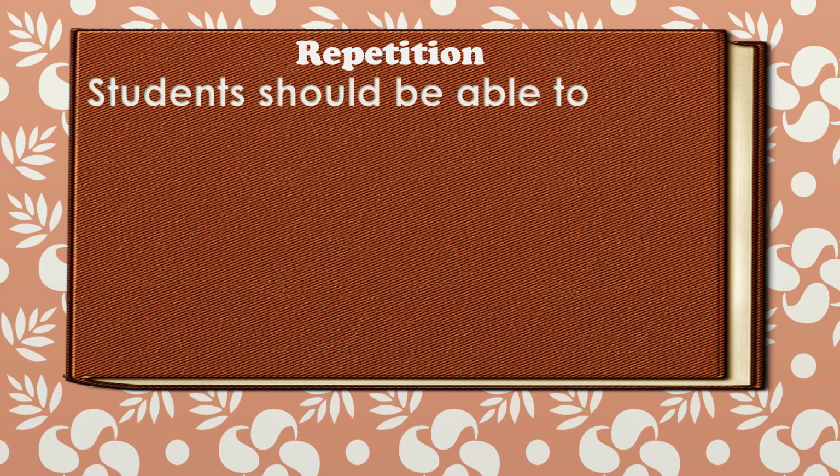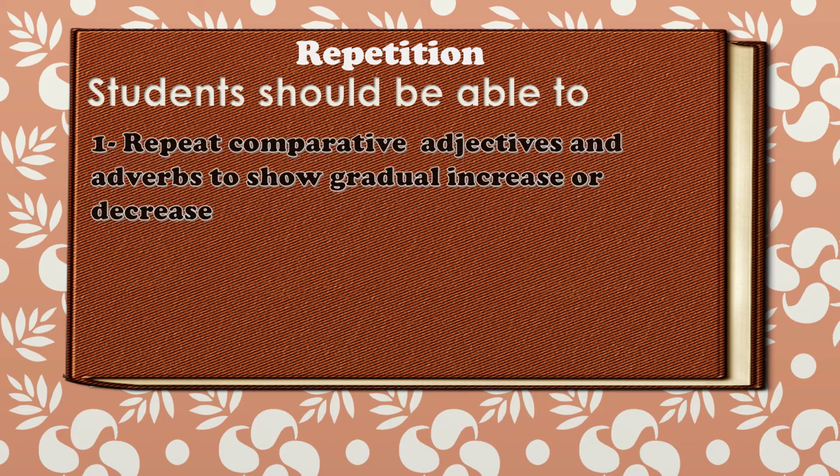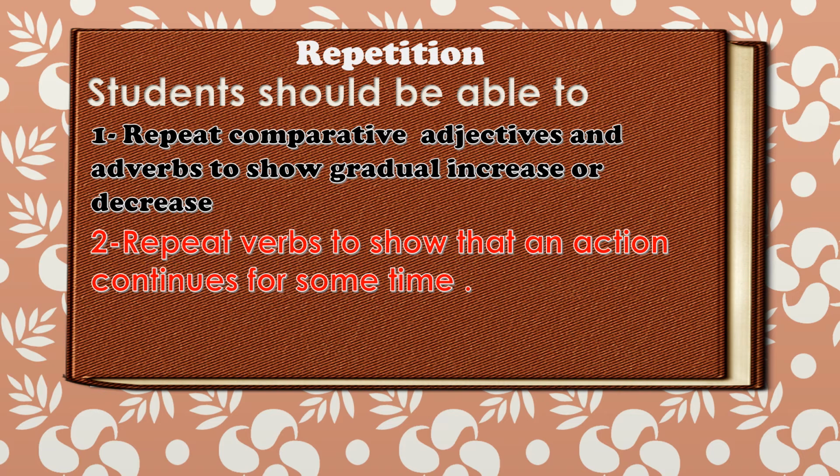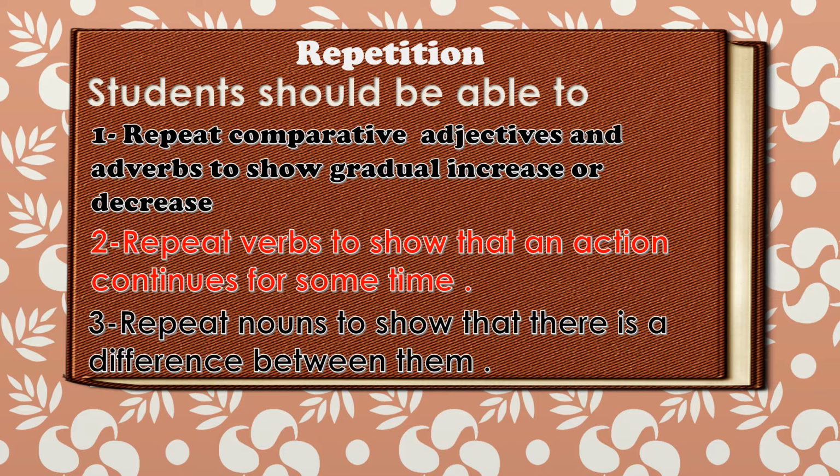As I told you in our previous lessons, the title of our lesson is repetition. In the first lesson, I gave you the rules for when and how you can repeat comparative adjectives and adverbs to show gradual increase and decrease. And in the second lesson, we talked about when and how you can repeat verbs to show that the action continues for some time. Now it's my turn to tell you when and how you can repeat nouns to show that there is a difference between them. So let's start.